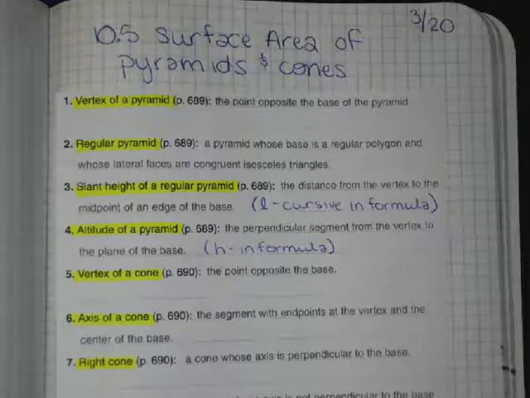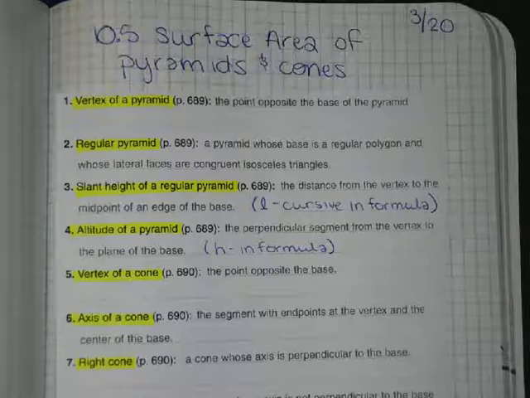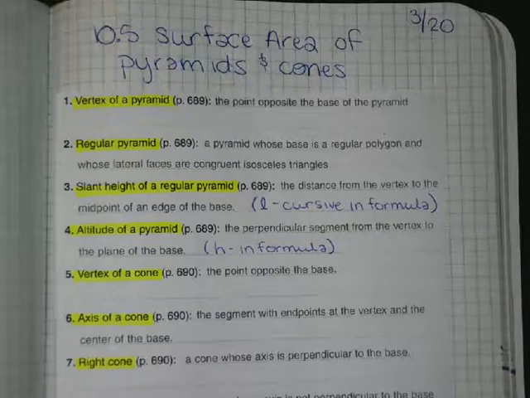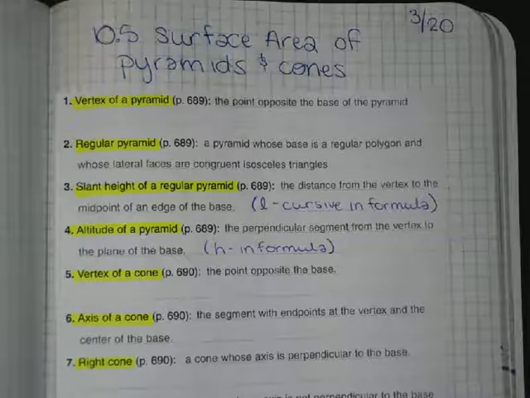Welcome class, and here we are starting our 10-5 notes over surface area, pyramids, and cones. And tonight you'll also be responsible for doing 10-7, which is volume of pyramids and cones. So to start with, we do have a little bit of vocabulary. The vocabulary is for both sections, so we'll get this knocked out.